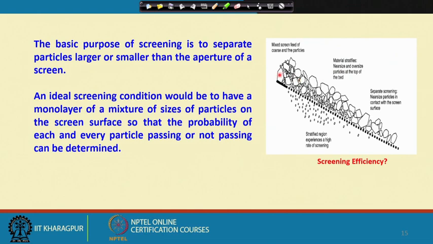So, when the material is poured onto the screen surface, initially these particles are, I call them, confused particles, because they do not know what they are here for. So, it takes some time. It is analogous to what in fluid mechanics is called the hydraulic jump.